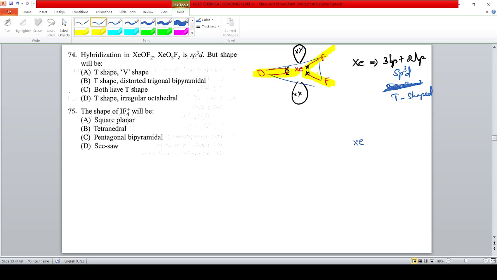Xenon, O, F. This is one lone pair and this is another lone pair. So this is exactly T shaped. Then XeO2F2.